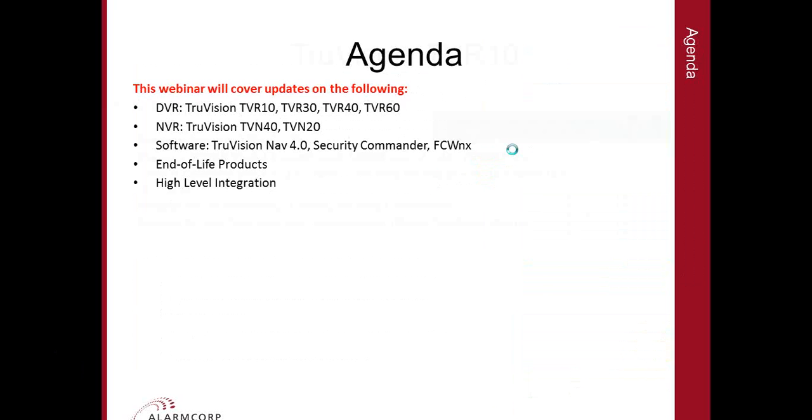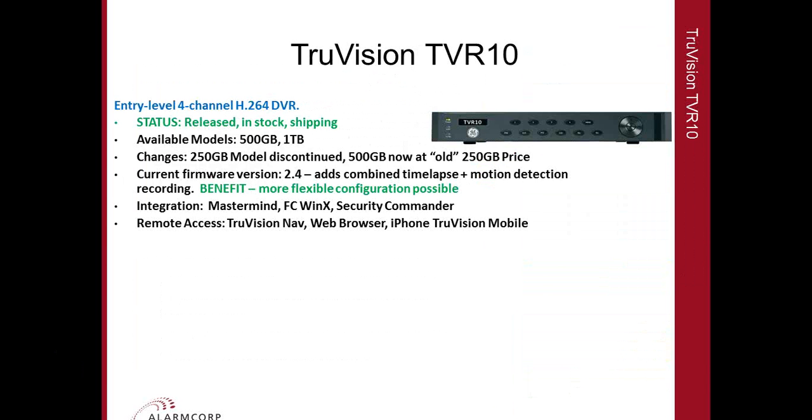Okay, starting off with the TruVision TVR10. This is the entry-level 4-channel H.264 DVR. It is designed to record 4 analog cameras, and it encodes the cameras into H.264. It is a released product, it is in stock, and it is shipping. It is available in 2 flavors, with either a 500 gigabyte hard disk or a 1 terabyte hard disk.